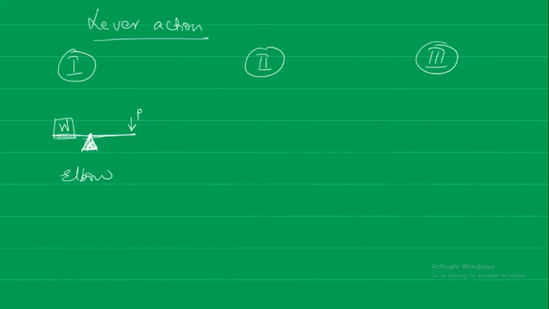Okay, like I told you earlier, if this was at the extreme end and you are just trying to take up the weight, for example in order 3, what is happening is that the fulcrum is at the end. This one we are seeing at the elbow joint.